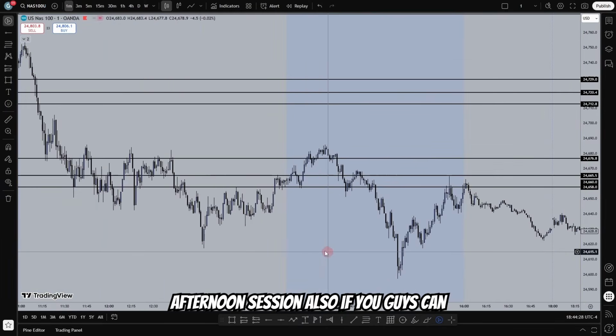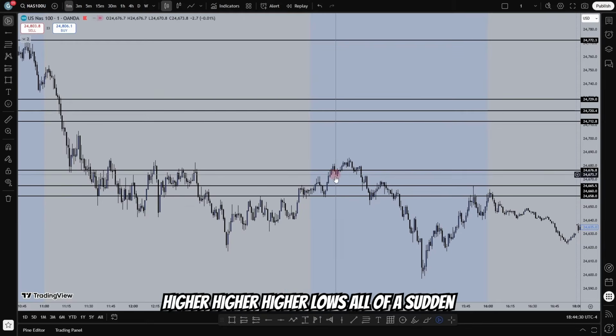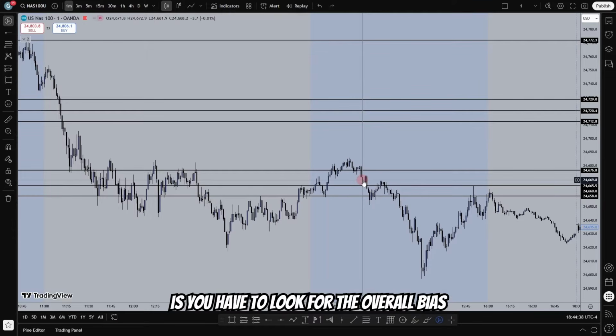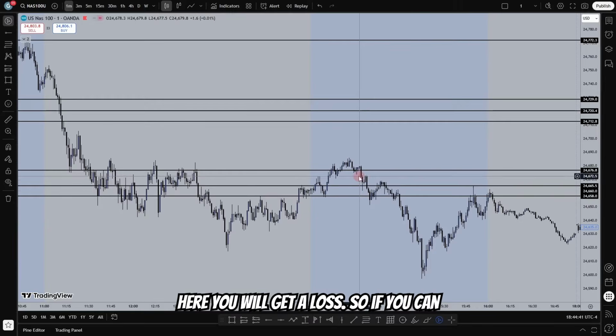In the afternoon session also, if you guys can see, it was making higher high, higher lows, higher high, higher lows. All of a sudden it fell down to a lower low. Now you will take a buy over here, I know. Okay, but the thing is you have to look for the overall bias. Otherwise, if you take a buy over here, you will get a loss.